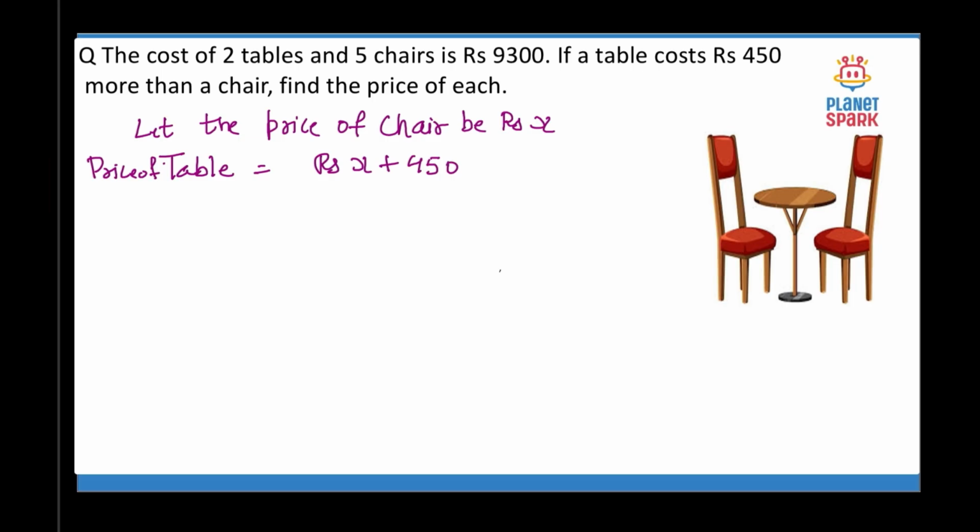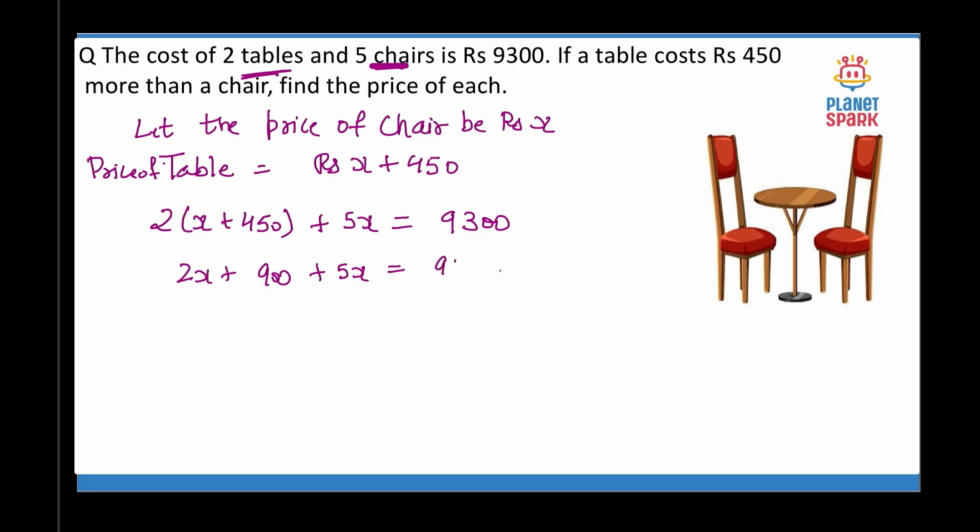Further, the question also states the cost of 2 tables and 5 chairs. So that means we have bought 2 tables. One table costs x plus 450. So 2 tables will cost 2 into x plus 450. And 5 chairs. One chair costs x rupees. So 5 chairs will cost 5x rupees. Together the total cost is 9,300 rupees. Let's simplify and find the value of x. So 2 into x is 2x, 2 into 450 is 900, plus 5x is equal to 9,300.